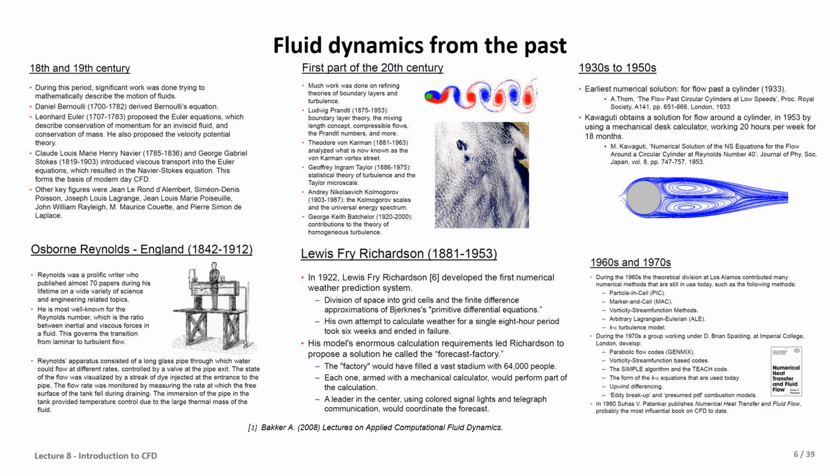We have Osborne Reynolds. He did an important experiment, and he provided insight to see the difference between laminar and turbulent flow, and then we have the Reynolds number. In the first part of the 20th century, we had a lot of work on boundary layers and turbulence. As well, we have the Prandtl number. We had the von Karman vortex street and Taylor, which led to the Taylor microscale, and as well the Kolmogorov hypothesis and development from Batchelor. As well, Richardson, who lived from 1881 to 1953, developed the first numerical weather prediction system.